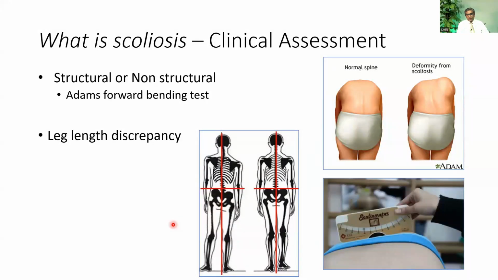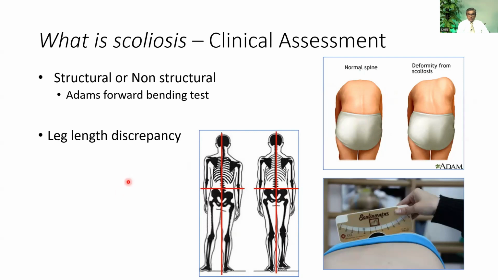So next thing in the clinical assessment is that we need to find out whether the curve is a structural curve or a non-structural curve. Structural curves are stiff curves which become prominent, and the way to find it out is the Adams forward bending test. When you ask the child to bend forwards, if it is a structural curve, it becomes more prominent, as you can see in this picture. In a normal spine, when you bend forwards, or if it is a non-structural curve, it straightens out and you won't be able to see any prominence.